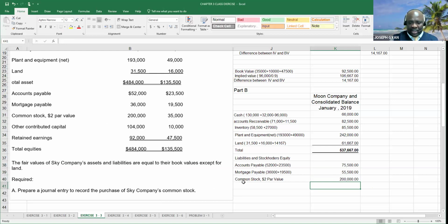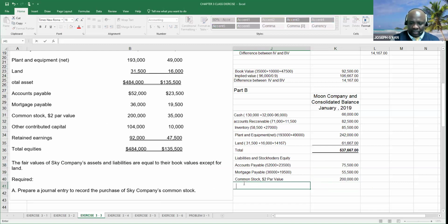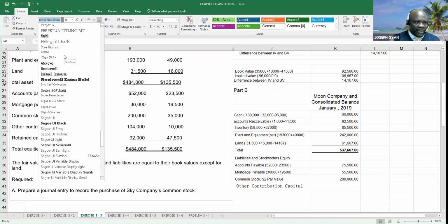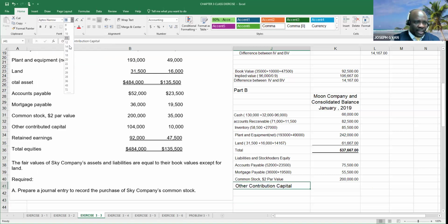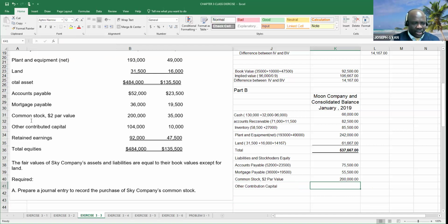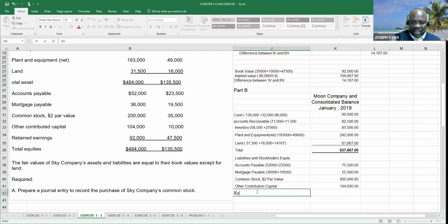Now, the next one is the other contributed capital. We have also eliminated the subsidiary company's amount. So we have to change that one. This is equal to 104,000. Then we have the retained earnings.